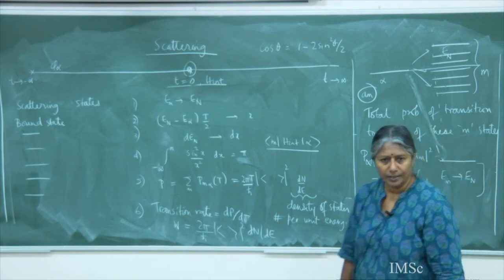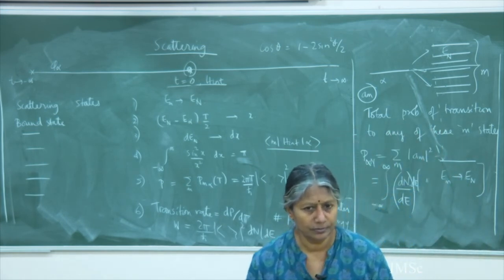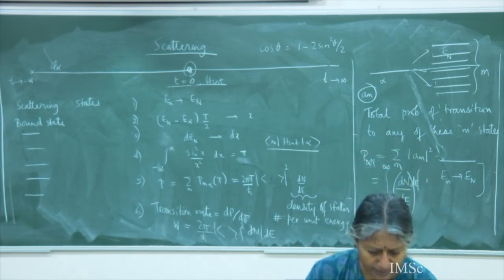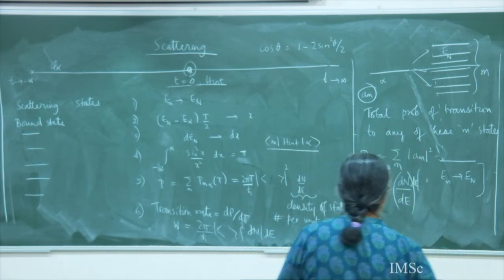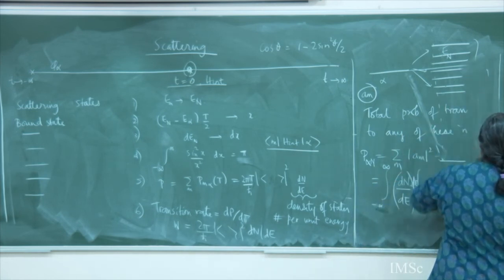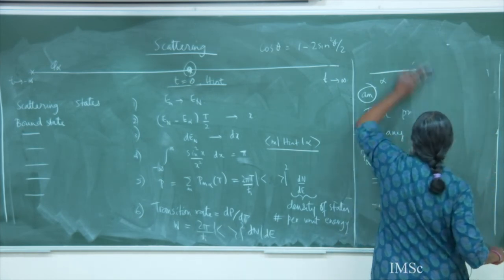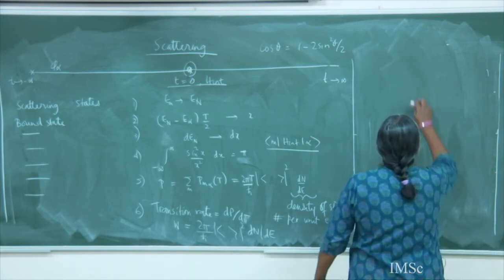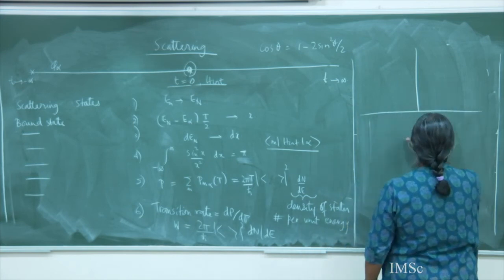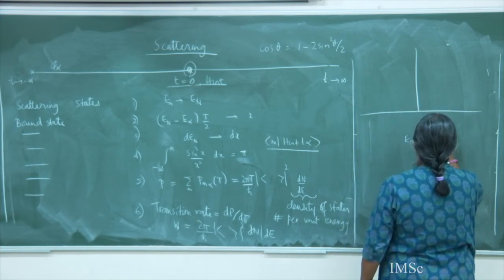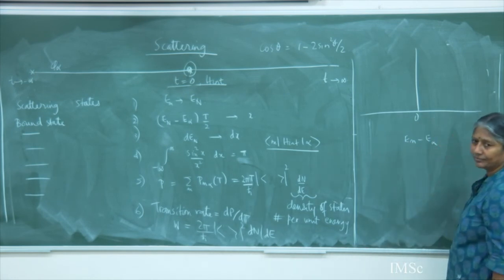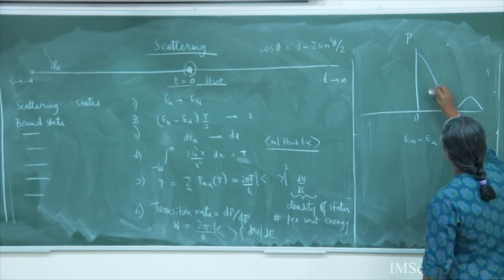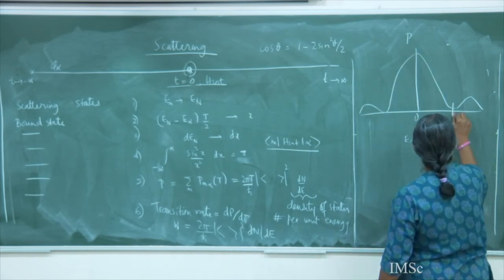Ma'am, but will this simplify the question too much? No, it doesn't, because what you will see is that, maybe I will draw it diagrammatically. I will draw it here then. If I draw the probability as a function of Em minus E alpha, you can imagine that when Em minus E alpha is 0, the probability is maximum, and then it dies out here and goes to 0 at these points.